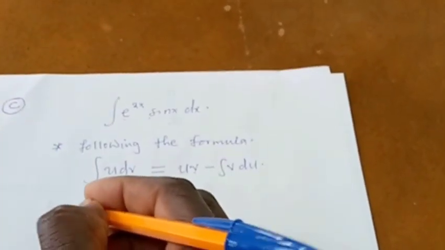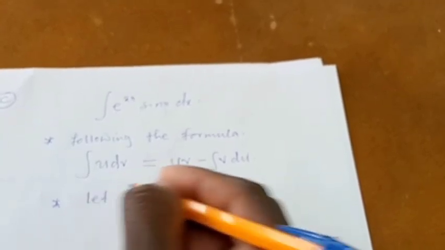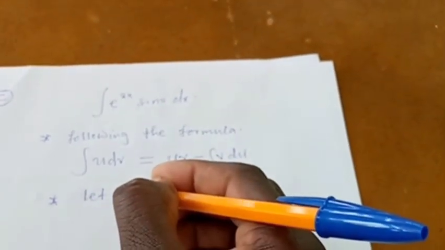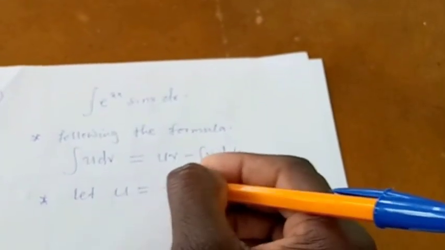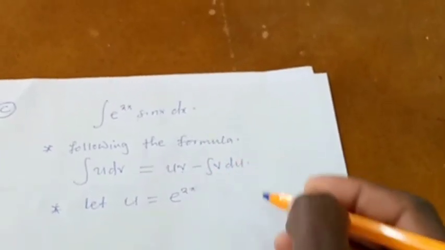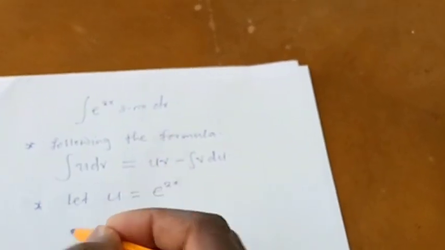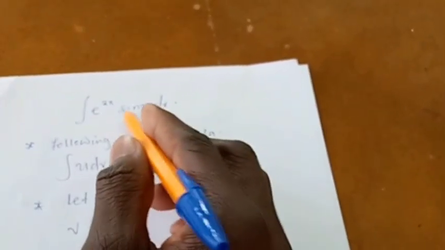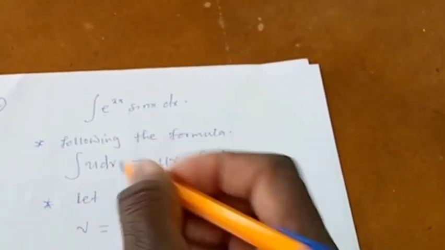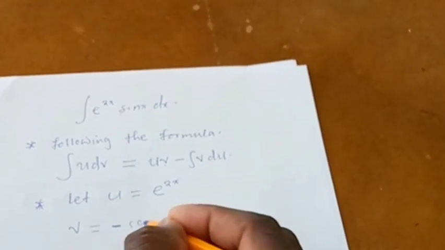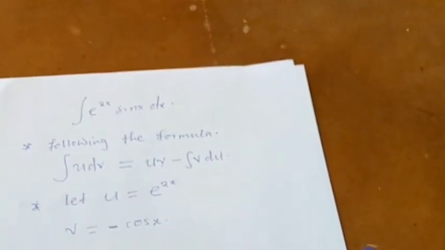So first of all, let u be equal to e to x, right? Then v is going to be equal to what? The integral of this one. What is the answer if you integrate this? Automatically, I'm going to get negative cos x, right?